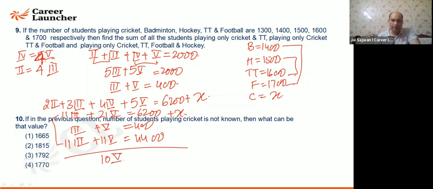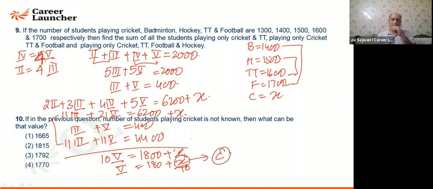Now I'll subtract this. 10 times of people who are going to play 5 games is equal to 6200 minus 4400, which is 1800 plus X. Can I say people who are going to play 5 games will be 180 plus X by 10? So I know this is cricket. The people who are going to play cricket should be a multiple of 10. I hope it is clear.